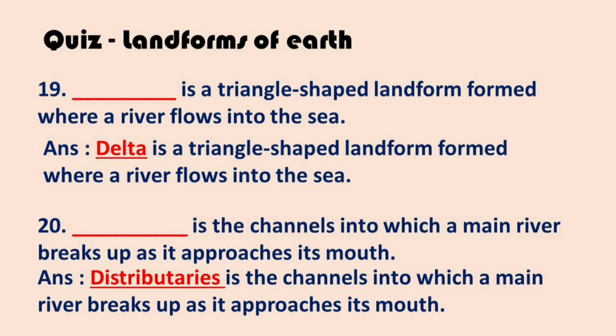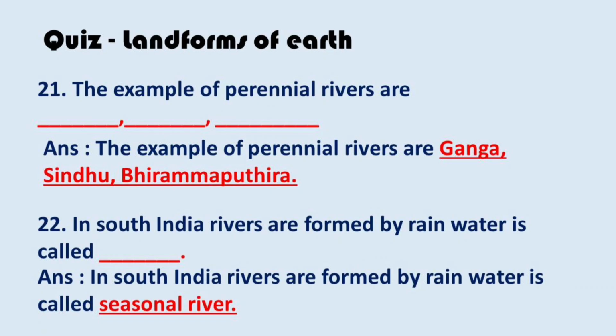20. Dash, is the channels into which a main river breaks up as it approaches its mouth. Answer is, distributaries is the channels into which a main river breaks up as it approaches its mouth. 21. The example of perennial rivers are dash, dash, dash. Answer is, the example of perennial rivers are Ganga, Sindhu, Brahmaputra.